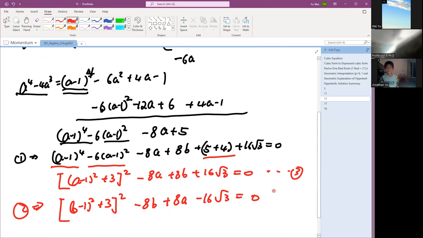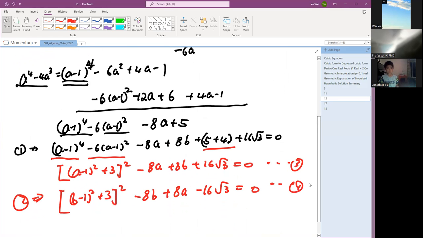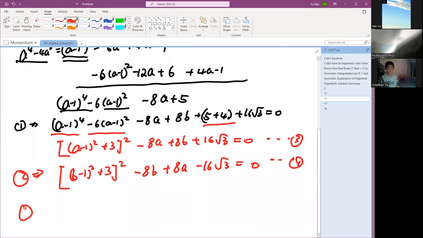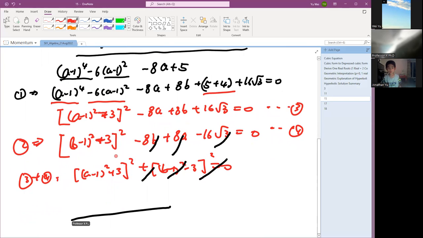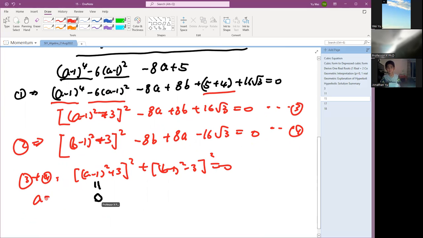Equals 0. Then what? 3 plus 4. What is that? Oh, we see this cancels with this, cancels with this. Sorry, it's negative. Plus c plus b minus 1 squared minus 3 cubed. 2 square add b together is 0. What does it mean? Both are 0. These are 0, these are 0. Both are 0, right? So a and b can, a equal b.